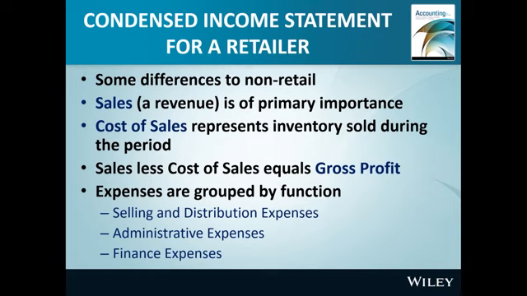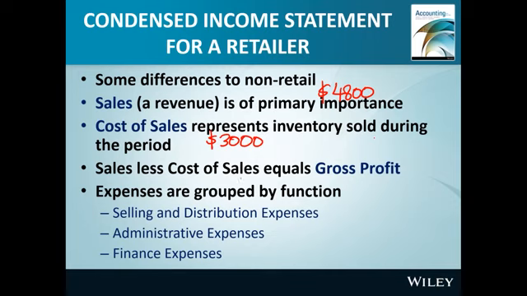Okay, let us look at the format for income statement for retail business. We have some differences here. For retail business, the main income will be sales, yeah. And then we have cost of sale, which represents the inventory sold, the value of inventory sold during the period. In our previous example, we have 4,800. So this is our sales. The cost of sale is 3,000. This is the value of inventory sold during the period.